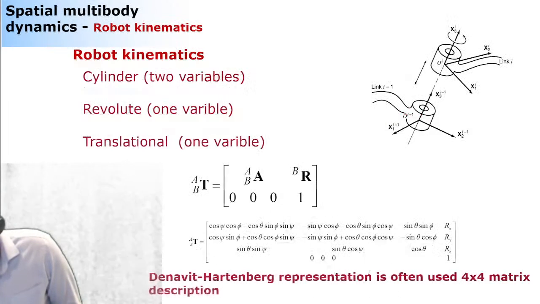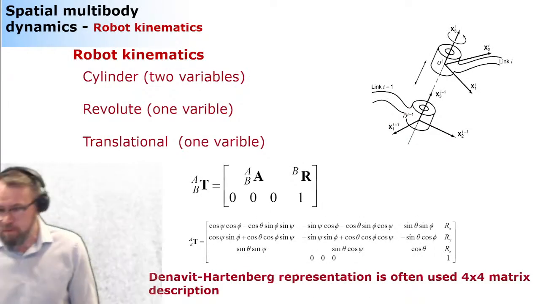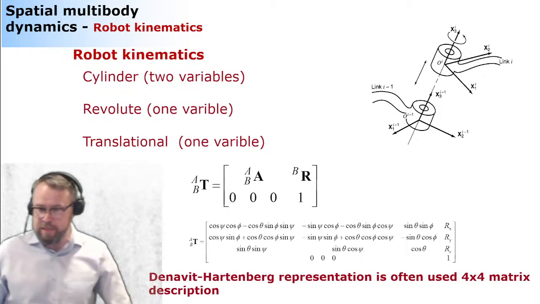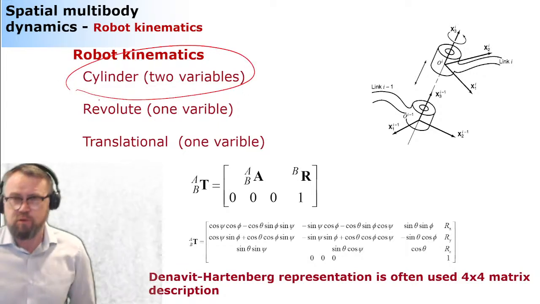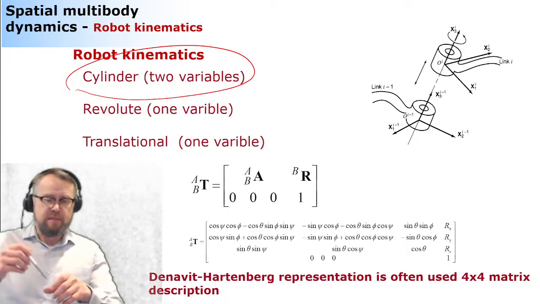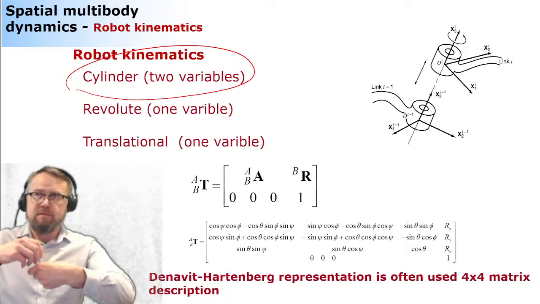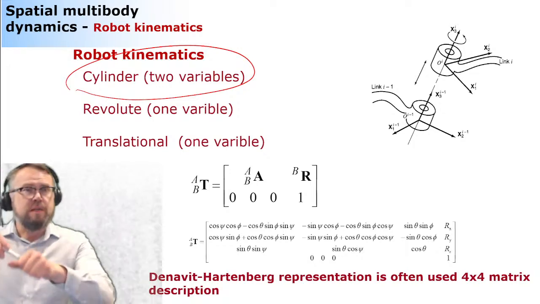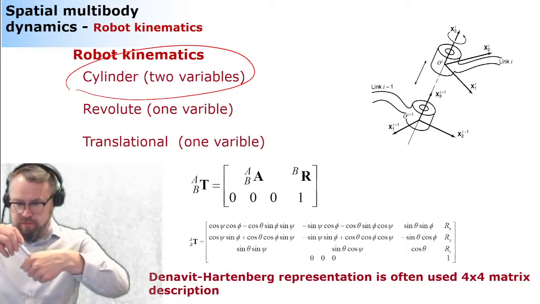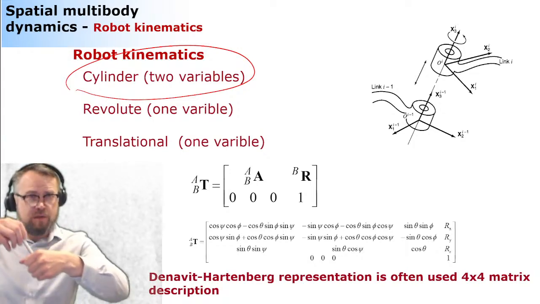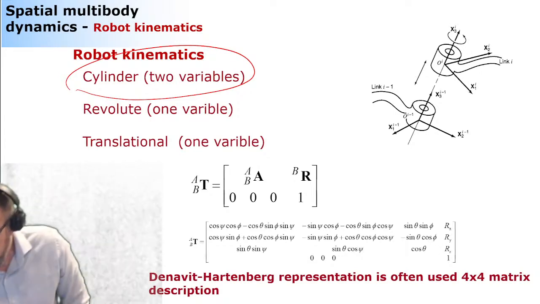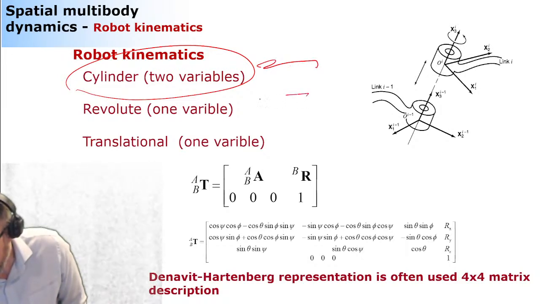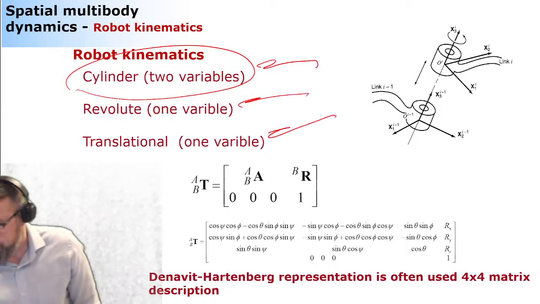So how it goes, these are the different opportunities. We can use a cylindrical joint, two variables, because they can slide like this and they can rotate like this. A revolute joint can only rotate like this. A translational joint can only translate like this. These are the three choices. Two variables, one variable, one variable.